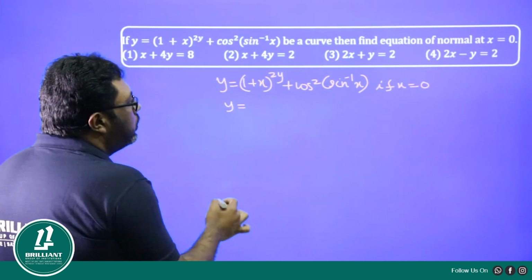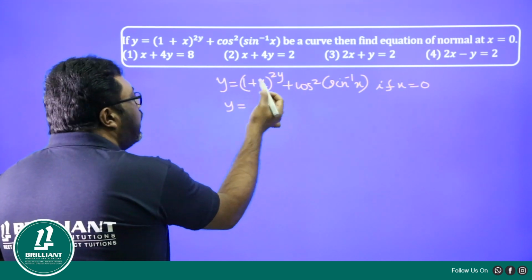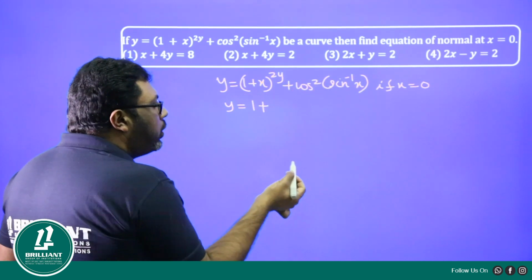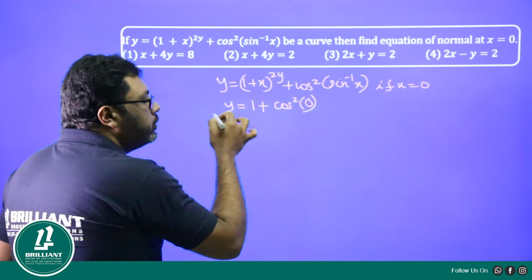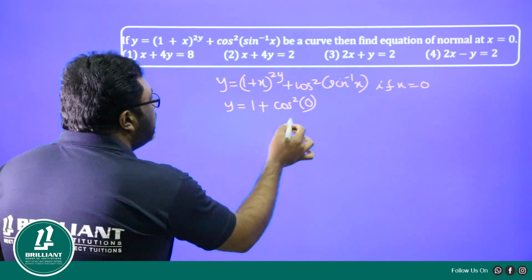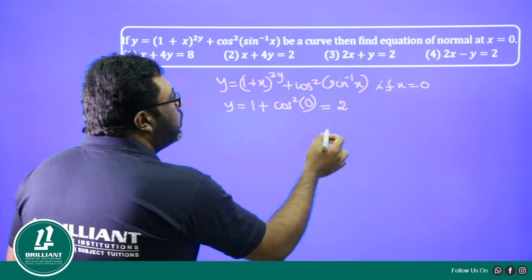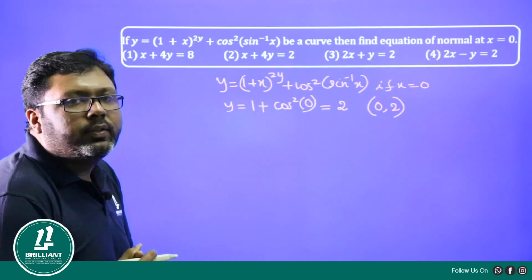So if x is equal to 0, what happens to y? y is equal to 1 raised to 2y. Whatever be the value of y, 1 raised to that is always 1. Then sine inverse 0 is 0. So you have cos squared 0. Cos 0 is 1. So y is equal to 2. So if x is equal to 0, y is equal to 2. So my point where you're supposed to find the normal is at (0, 2).